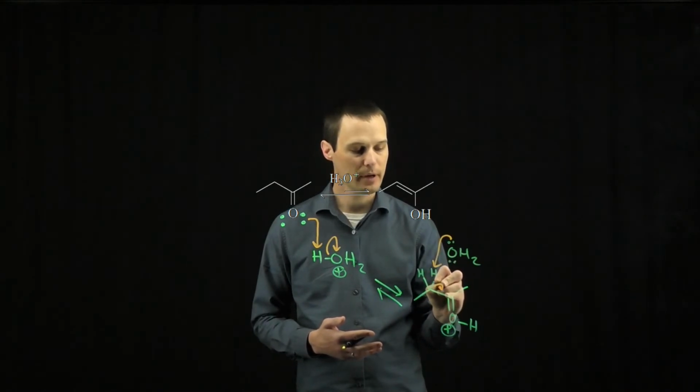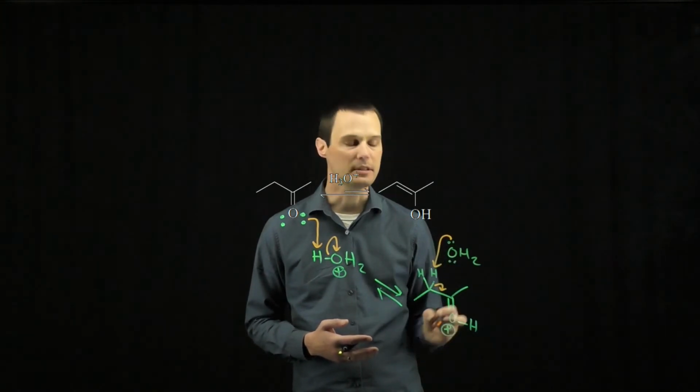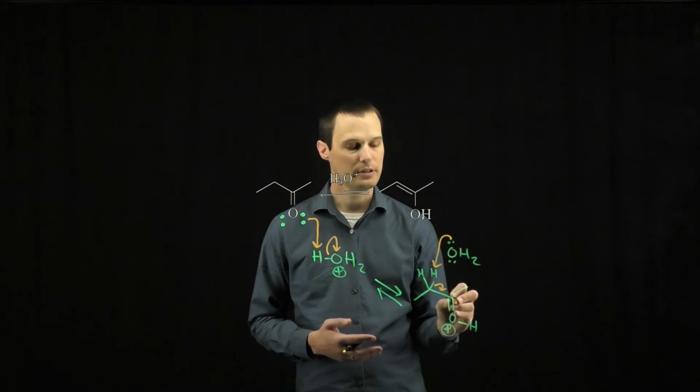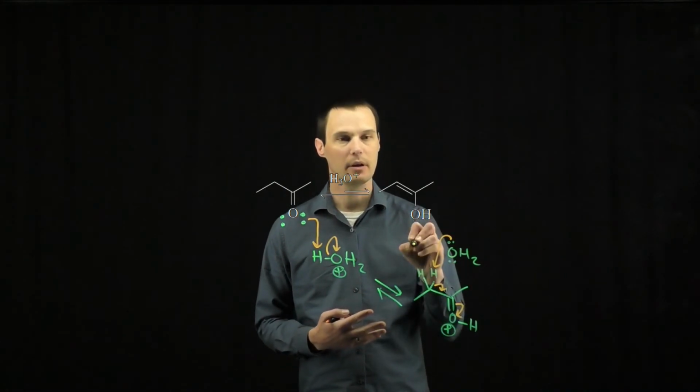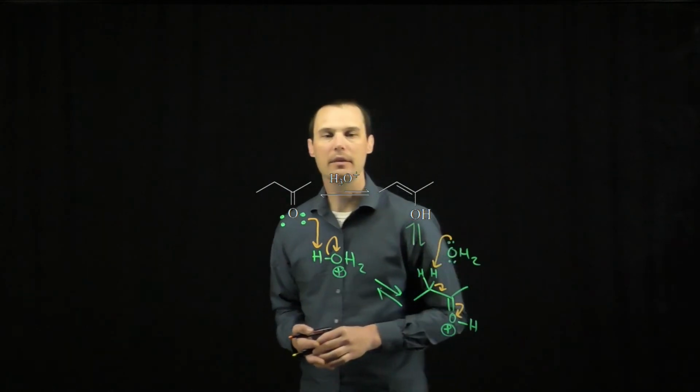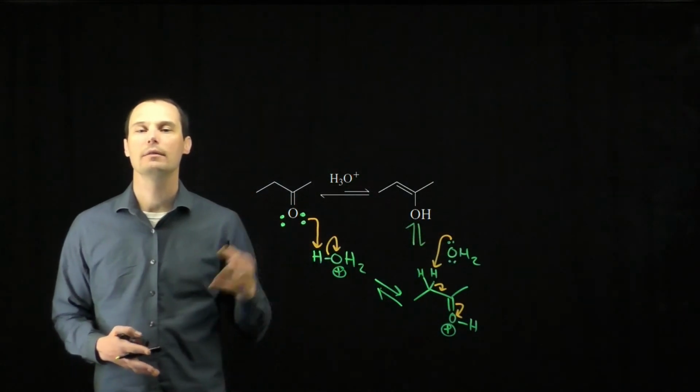So we break the CH bond, move those electrons over to form a CC pi bond. That builds up too much electron density around carbon. So we break the CO pi bond, putting those electrons onto oxygen. And that will be the last step in this mechanism to form an enol from a ketone.